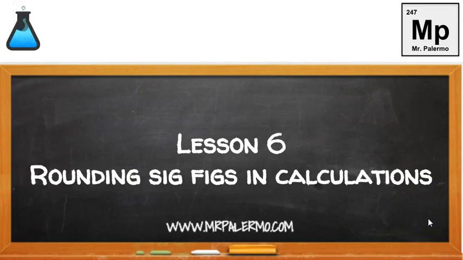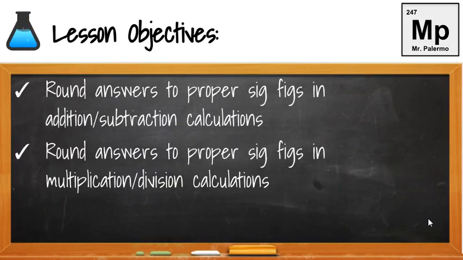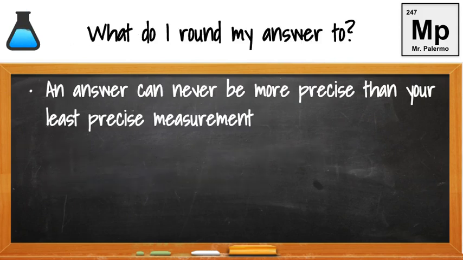Okay, welcome to lesson number 6, rounding sig figs in calculations. Our lesson objectives: we're going to round answers to proper significant figures in addition and subtraction calculations, as well as do the same thing for multiplication and division calculations.